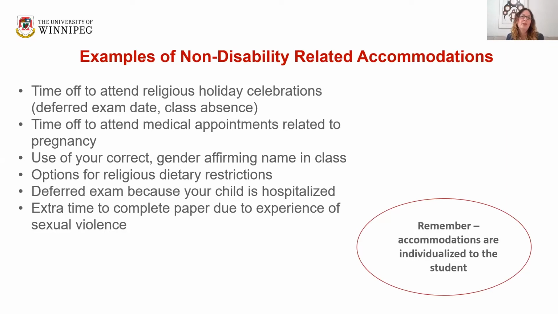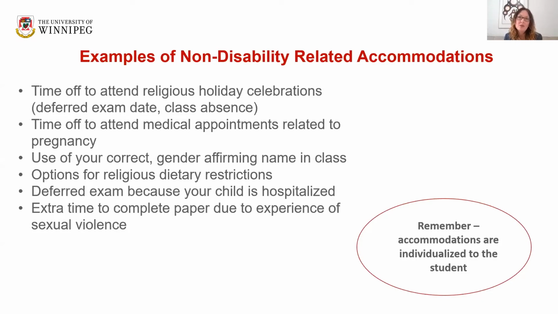So, for example, if you have a religious holiday on a date that classes are being held normally, if you have an exam scheduled for that day or a class scheduled for that day, you can request that the exam be written on a different day, or that you be absent from class, for example. If you're pregnant, you might need time off for medical appointments related to your pregnancy. You can also request your correct gender affirming name in class. So even if that doesn't match the name in your birth certificate or in your registration, you can still request that your professor use your correct gender affirming name in class. If there are meals being offered in a certain context, you can ask for options for any religious dietary restrictions, for example.